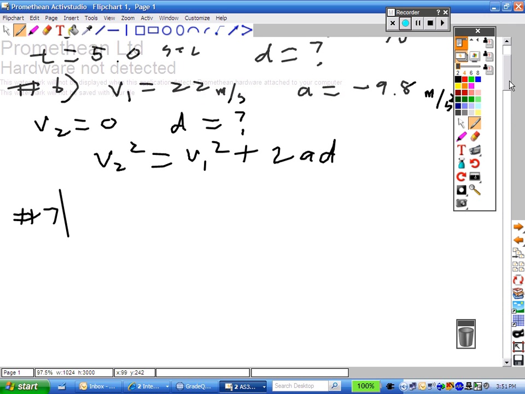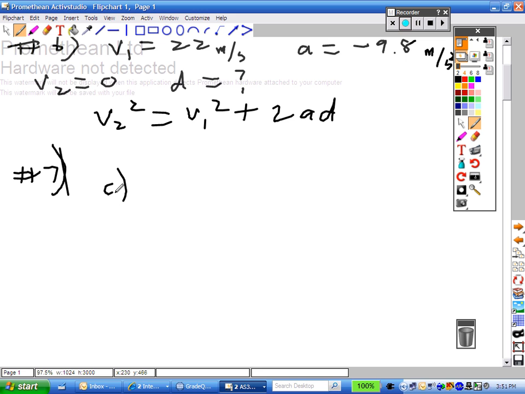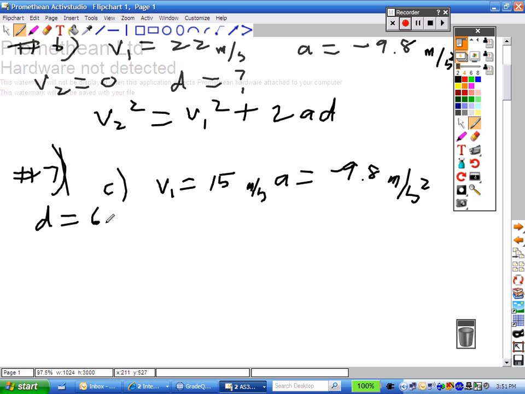But for part C, there's a slight change. Part C is a challenge. Don't attempt that unless you want to be challenged. It's nice. For part C, in order to write the knowns and unknowns, let's recall that V1 is going to be 15. Gravity will accelerate this at negative 9.8 meters per second squared. The displacement is 6.0 meters to the window where you toss the ball.